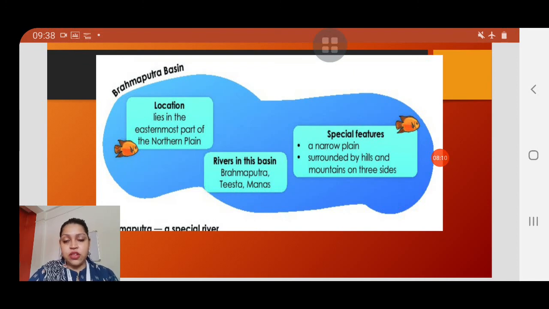Where is the location of the Brahmaputra Basin? It is the easternmost part of the northern plain. And what are the rivers which make this plain, which flow through this plain? It's Brahmaputra, Tista, and Manas. And what are the special features? The special features are, it is a narrow plain and surrounded by hills and mountains on 3 sides.